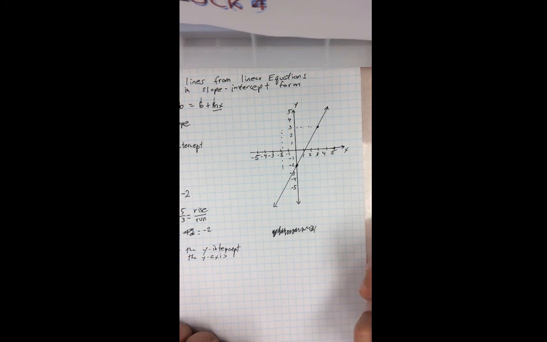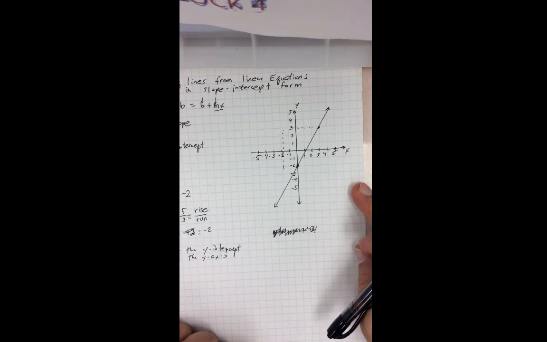Okay, so that's all we're doing on graphing lines from linear equations that are in slope-intercept form. In our next video, we'll look at a negative slope.